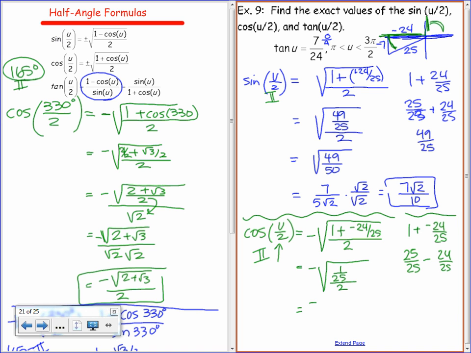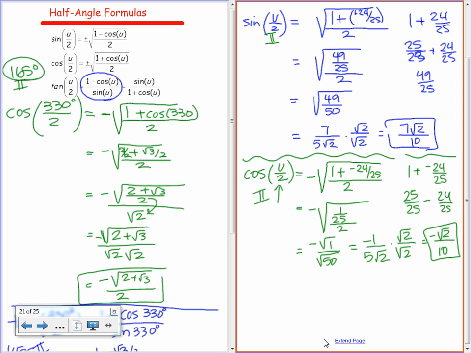So this is really the negative square root of 1 over the square root of 50, which is negative 1 over 5 root 2, which of course Herman says don't leave it like that. So this is negative root 2 over 10 for our cosine. Fantastic. And then we're supposed to find the tangent of all of this as well.